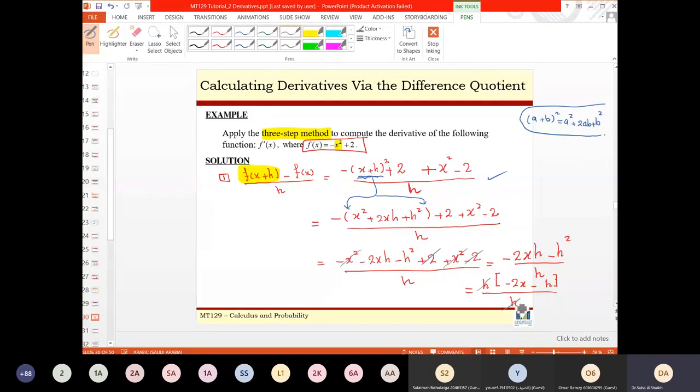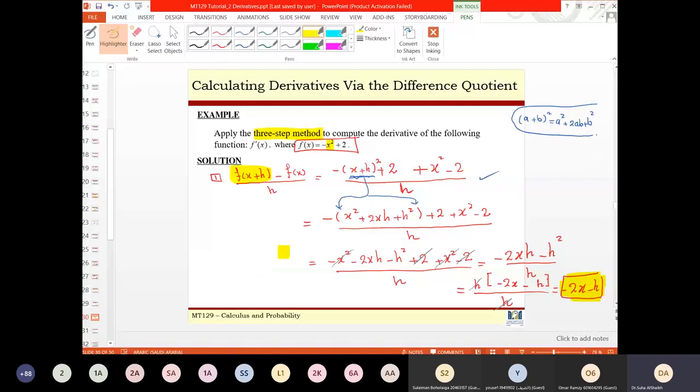You must be careful with the cancellation. You cannot cancel if there is a minus or plus before it. So here I cannot cancel this h with this h, but here I can cancel them. So we remain with minus 2x minus h. Okay? So that was step 1.